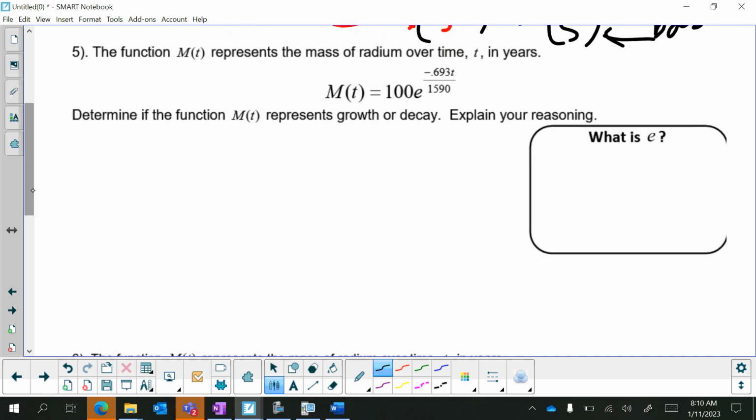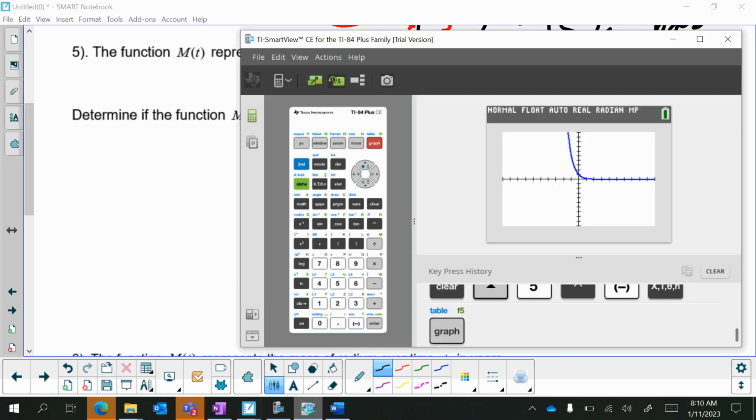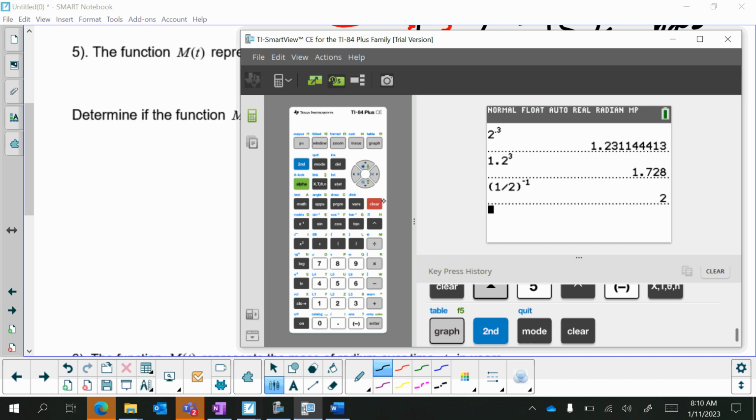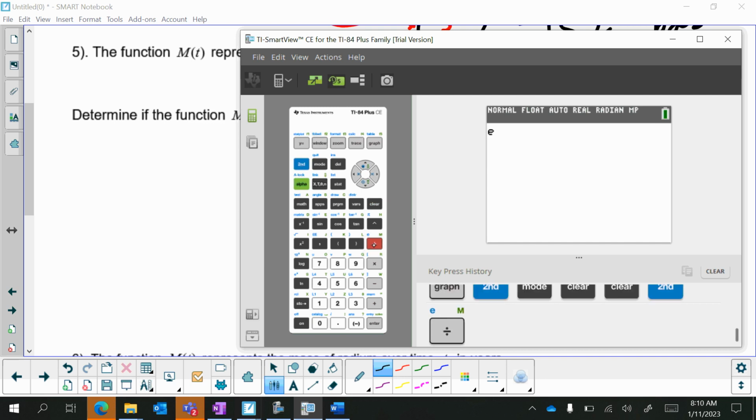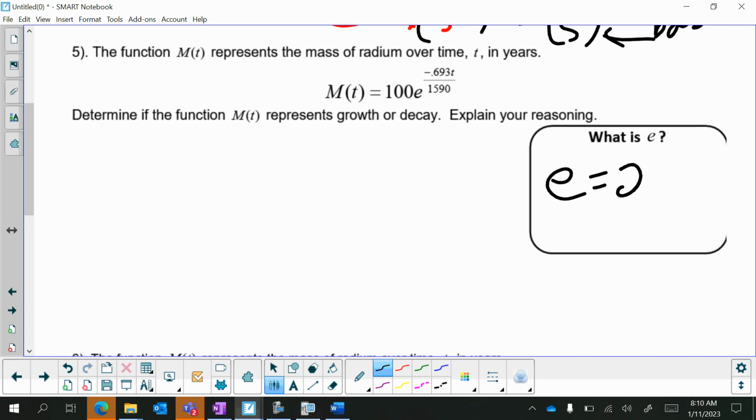All right, moving on to 5 then. So 5 was the Regents question. It said if m of t represents the mass of radium over time, determine if the function is growth or decay. All right, so first thing is we see an e. Just a reminder that e, remember we said yesterday, is an irrational number. And if you press second division sign and you hit enter, you're going to get 2.718, okay? So e is an irrational number and it's a constant. Let's just remind ourselves it's not a variable, okay?